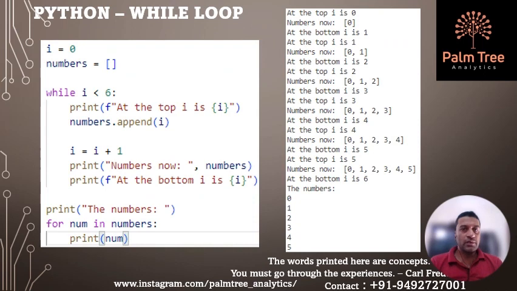Here comes another form of loop, called the while loop. The while loop also takes a condition, i less than 6 in this example. At the top, i is 0, and numbers is an empty list. Then we append to it, numbers dot append of i. So i is initially starting at 0. That precondition we put outside of the loop, whereas earlier in the for loop we started in the loop statement itself. Then i equals i plus 1.